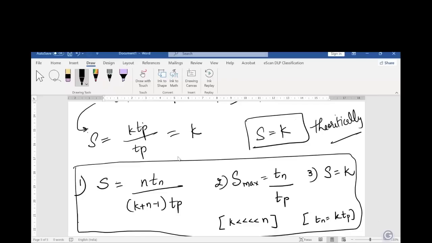Fine. So this is all about pipelining basics. In the next class, we'll be studying three different types of pipeline: arithmetic pipeline, instruction pipeline, and RISC pipeline.